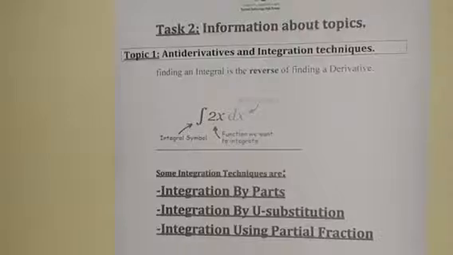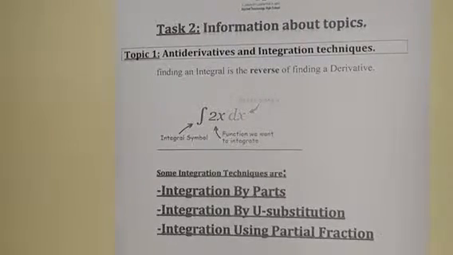which makes the integration from -2 to 4 of f of x over 8 equals 72. Now I will explain the topic of antiderivatives and integration techniques.